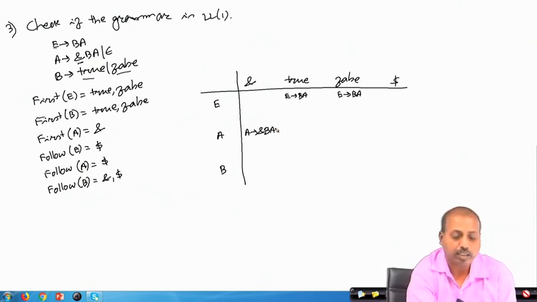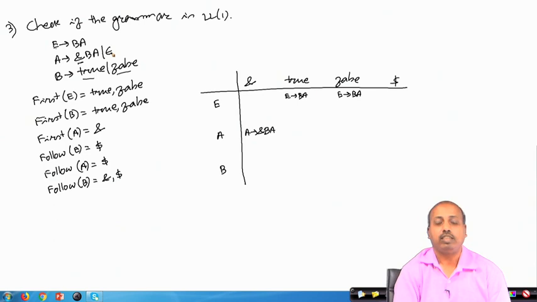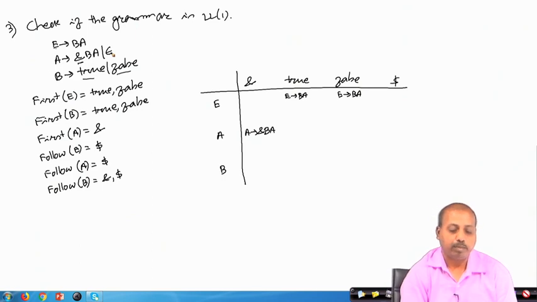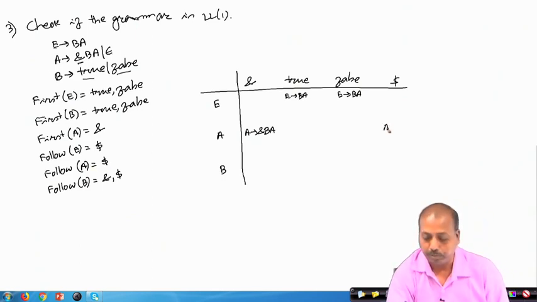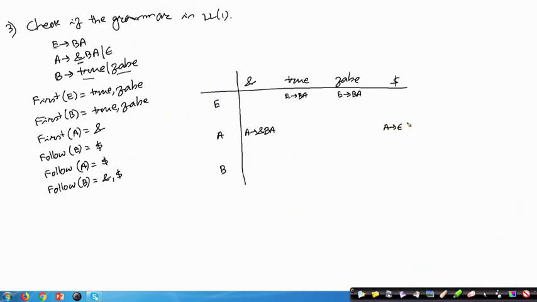Now, the second part A producing epsilon. Since it is epsilon, I have to check the follow of A, and whatever is in follow of A, there I have to add A producing epsilon. So, follow of A contains dollar. So, this A producing epsilon should be added there. So, A producing epsilon is added.